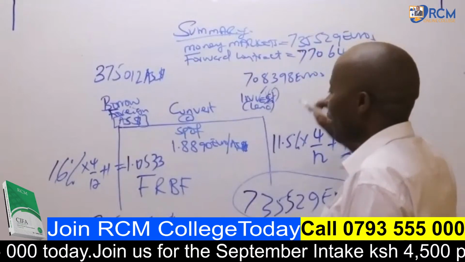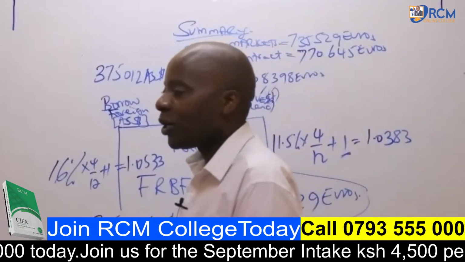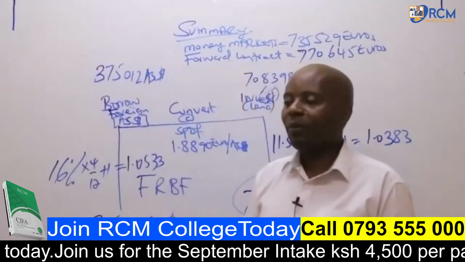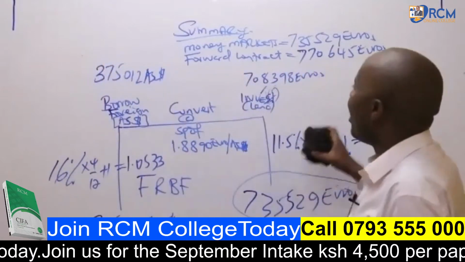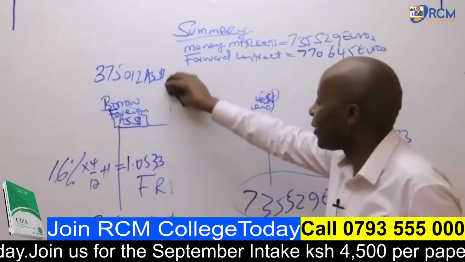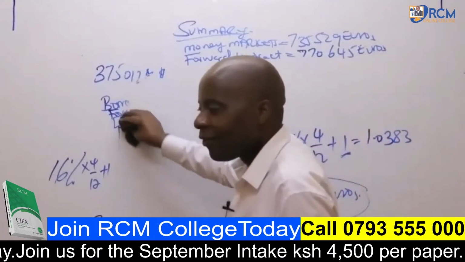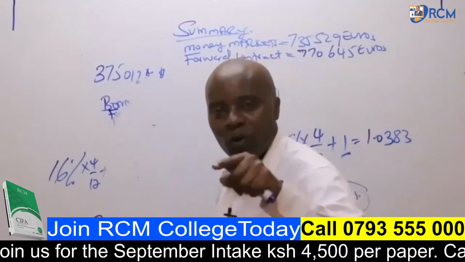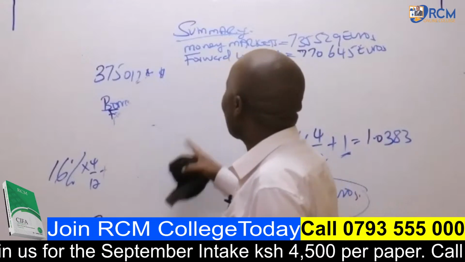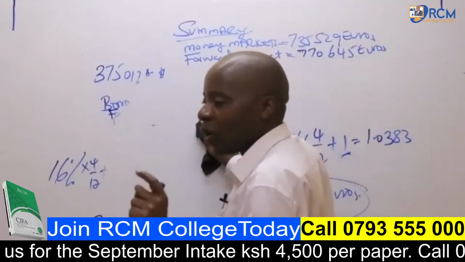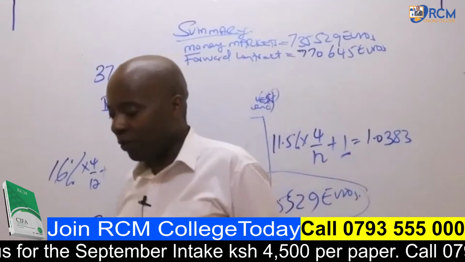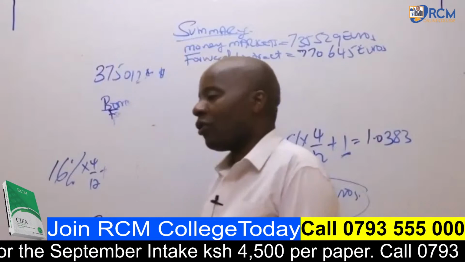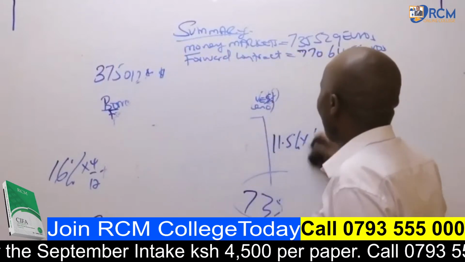So between the two, which one should we work with? Forward contract or money market? Which one do we recommend? Forward, because we are going to receive more. If we go with the forward contract strategy, we are going to get 770 more. So we recommend the forward contract.